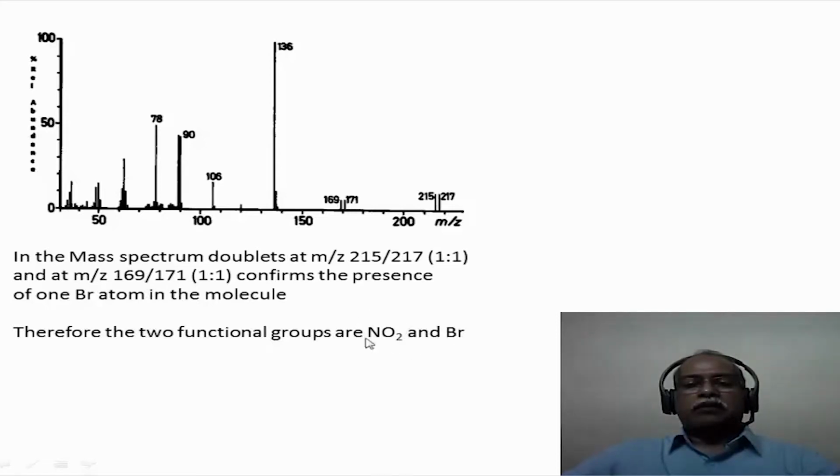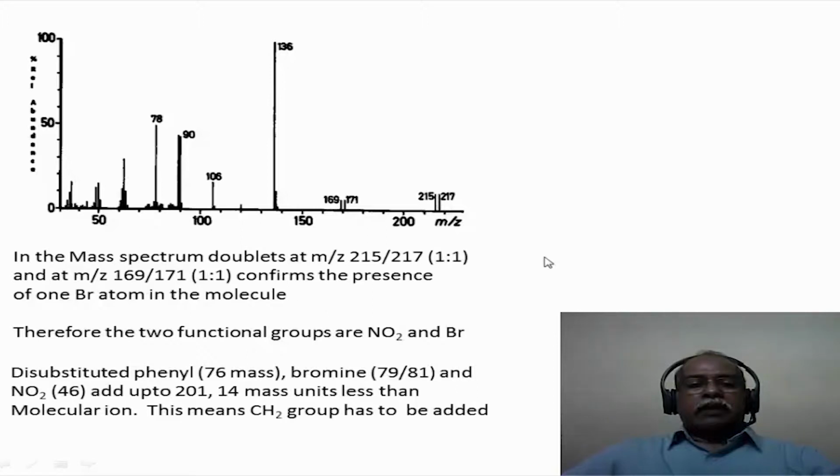The NO2 is identified from the infrared spectrum, and the bromine is unambiguously identified from the mass spectrum of this particular compound. So if it is a disubstituted phenyl derivative, the molecular mass for the C6H4 unit will be 76 mass units. The bromine will be 79 or 81 depending upon which isotope we are referring to, both in a 1:1 ratio, and the NO2 molecular weight is 46. If you add up the phenyl, bromine and NO2, the three units that we already know, it amounts to 201. The molecular weight is actually 215, that is 14 mass units more. This would mean that the missing group could be a CH2 functional group that may be present in this system.